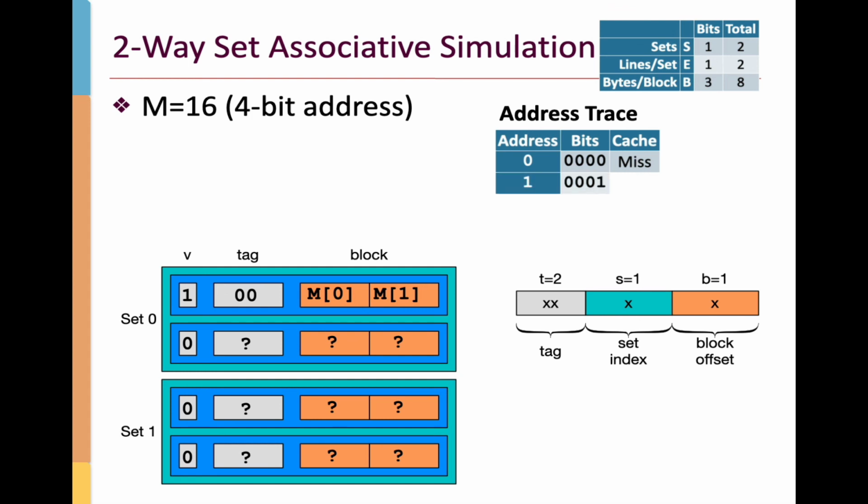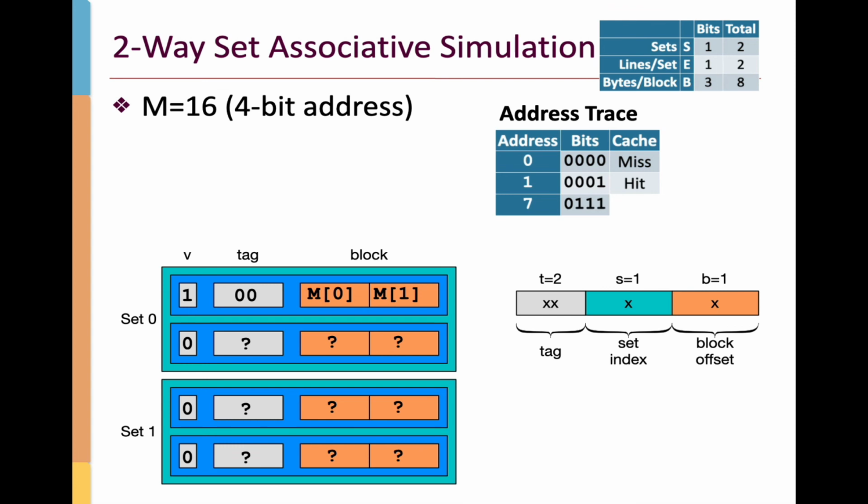Next address 1. Same process. We're going to look at the set bit. It's still a 0. We want to then compare the tag bits. We can compare those with the tags in the set. We've got a match here. That particular line has a valid bit set. So we know that this is legitimate, and we can fish out this byte from the block to return to our caller. So that's a cache hit.